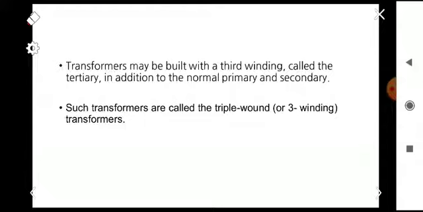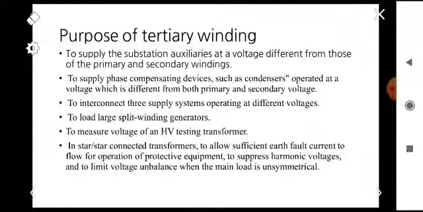And what may be the main purpose of this tertiary winding? The tertiary winding may serve any of the following purposes. The first one is to supply the substation auxiliaries at a voltage different from those of the primary and secondary windings. In a normal transformer, primary and secondary voltage levels will be there, but if we need to operate a substation equipment at a different voltage, we have to include an additional third winding in the same transformer, and in the third winding the voltage will be different. And to supply phase compensating devices such as condensers operating at a voltage which is different from both primary and secondary, in that case also we apply the tertiary winding for a third different voltage.